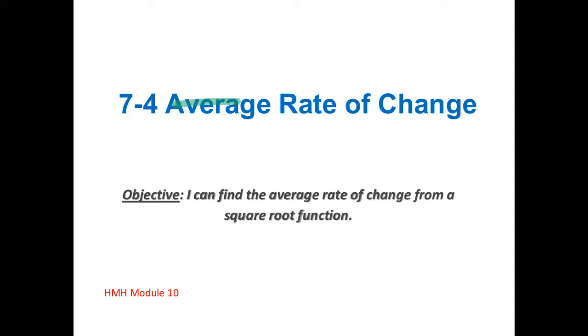The average rate of change, we had that formula: the change in y's over the change in x's, y2 minus y1 over x2 minus x1. That was our rate of change formula or slope formula. So for our objective today, it says I can find the average rate of change from a square root function, and we're going to have context problems today.